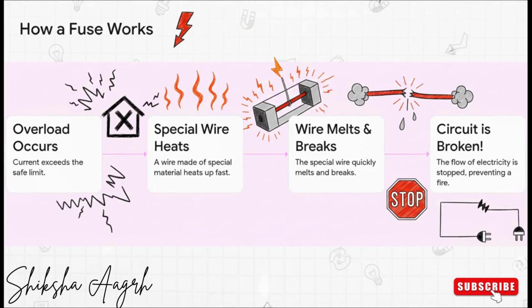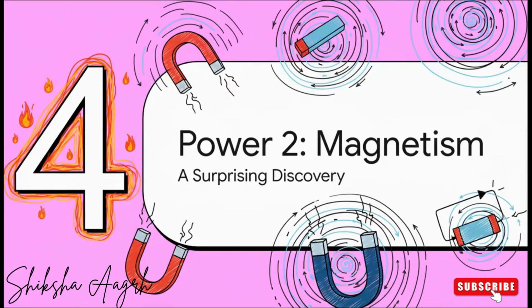And here's the brilliant part. When a big, dangerous surge of electricity comes through, that special little wire inside the fuse gets hot instantly. And before the wires inside your walls have a chance to even think about catching fire, that fuse wire just melts. It breaks the circuit, the electricity stops flowing, and disaster is averted. It's so simple, it's genius. So that's superpower number one, heat.